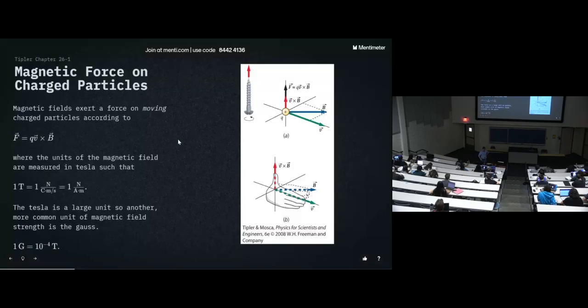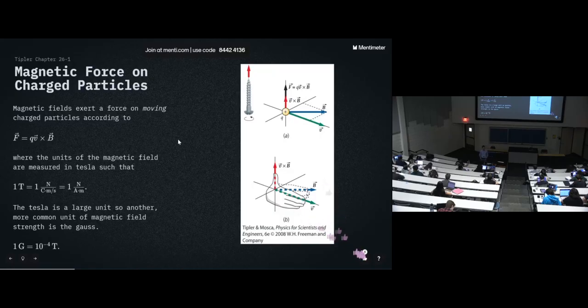Okay, so magnetic fields exert a force on moving charged particles according to F equals QV cross B. So charge times velocity times magnetic field strength, where the units of magnetic field are measured in Tesla, not the strange vehicle that drives around autonomously, but the unit Tesla. A Tesla is a Newton per amp meter. The Tesla is a large unit, so another more common unit of magnetic field strength is the Gauss. A Gauss is 10 to the minus 4 Tesla.